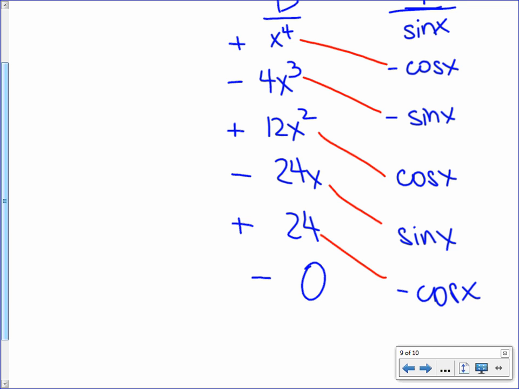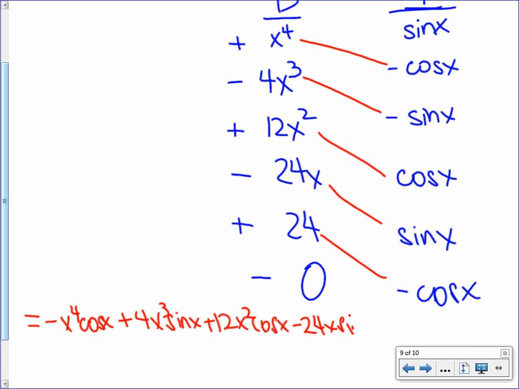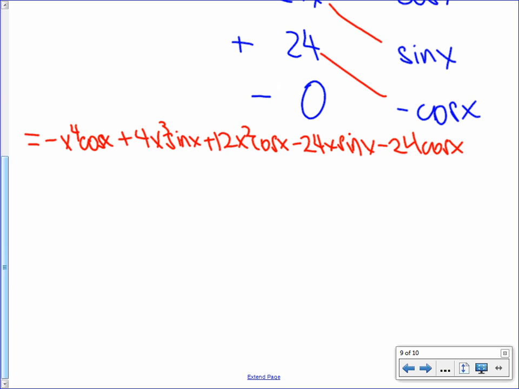So what do we have? This equals negative x to the fourth cosine of x plus 4x cubed sine of x plus 12x squared cosine of x minus 24x sine of x. That's so cool. Look at all that work we did. We just saved ourselves an entire piece of paper right there, or a couple joules of energy on our calculator, and in our elbows.